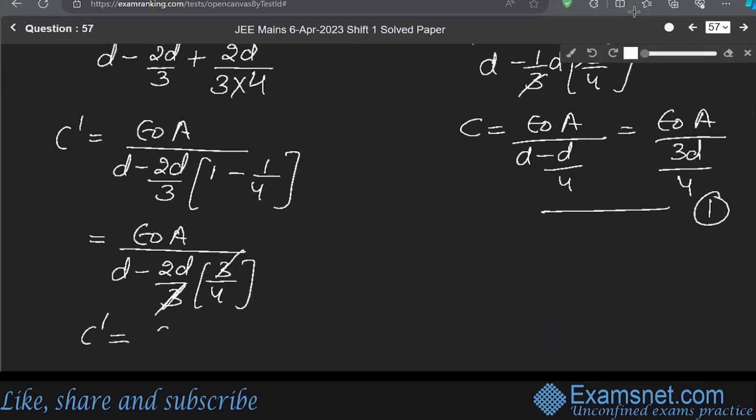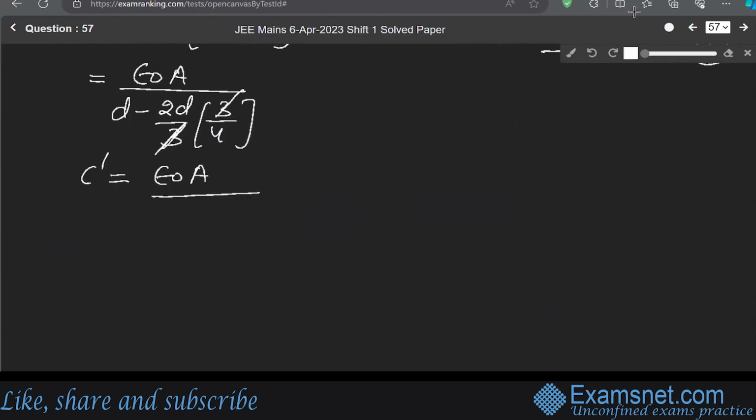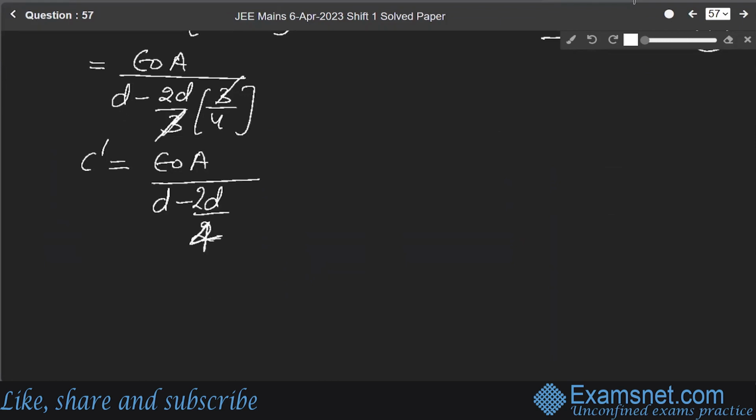So C dash will be equal to epsilon naught A over (d minus d by 2), or we can write it as 2d by 4. Okay, so it will be equal to epsilon naught A over 2d by 4.